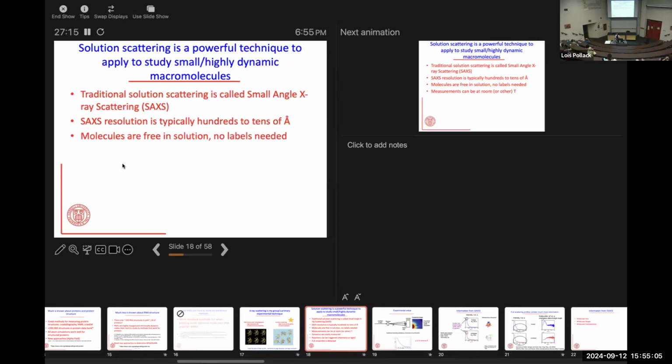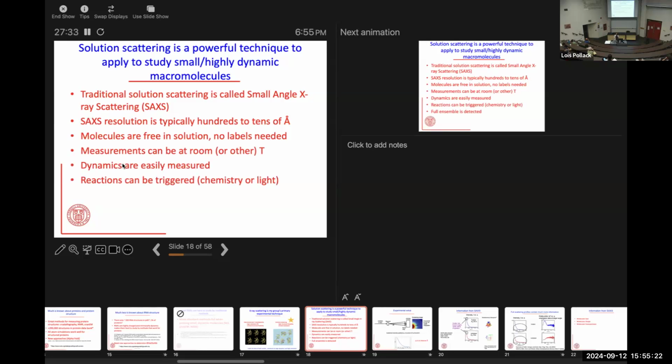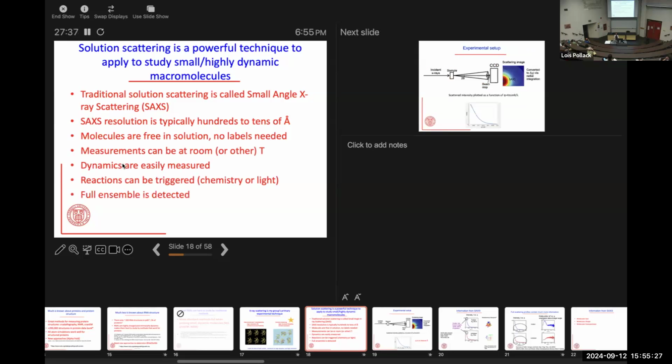The molecules, however, are free in solution. You don't have to constrain them. You don't have to label them. That's a plus. The measurements can be at room temperature or any other temperature. It doesn't really matter. The dynamics are easily measured because these molecules flop around. They're free and they're flexible. And you can trigger reactions by either changing the chemistry or flashing with light.